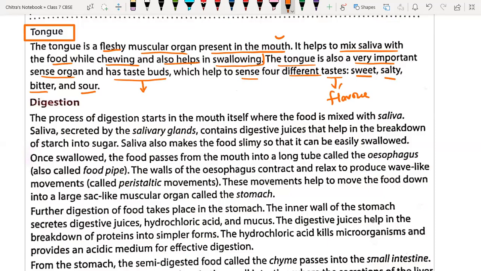Now we are going to discuss digestion, and this is the second stage of the human digestive system.